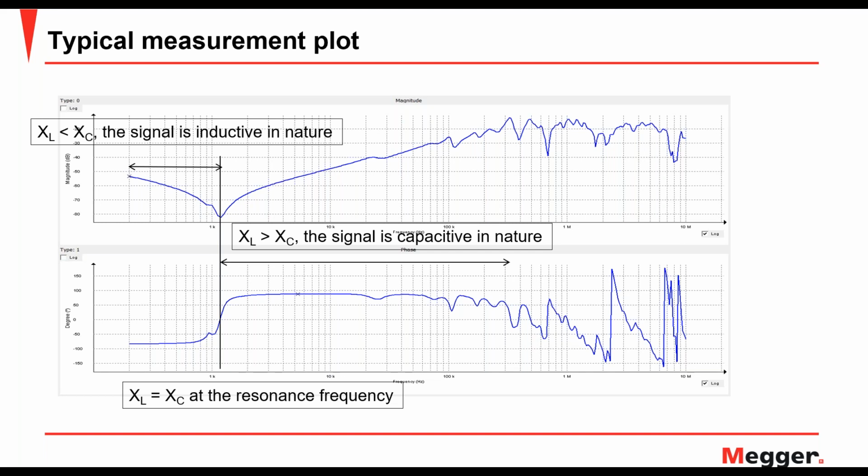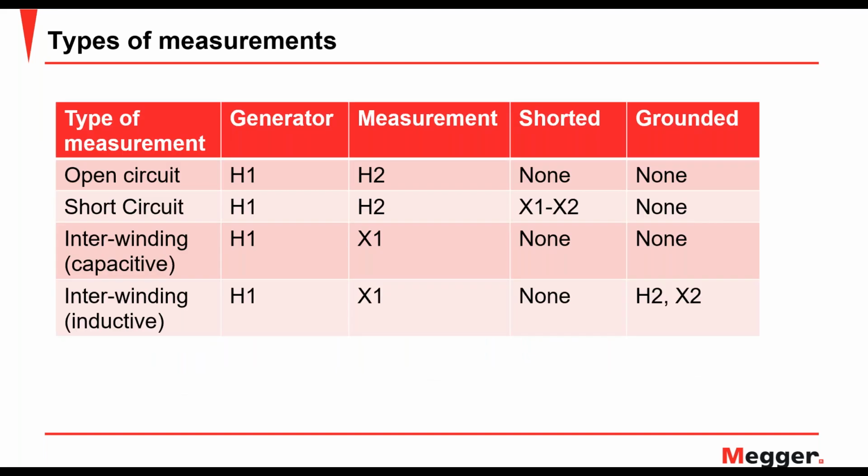Now this test doesn't comprise of just one plot, like just these two plots that we get. We do multiple measurements on a three-phase transformer, and we get a set of test results. These are the different types of measurements that can be done on a transformer.